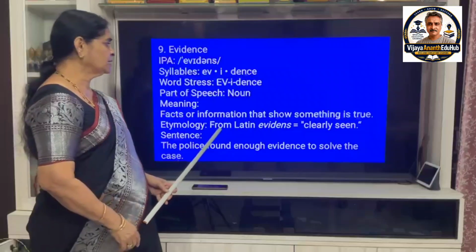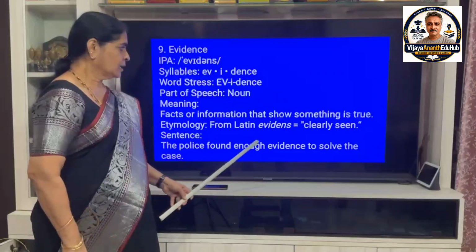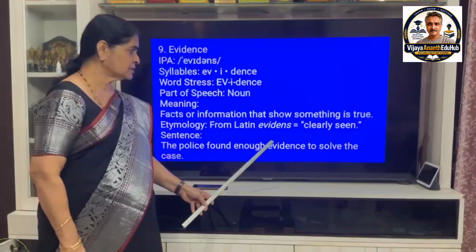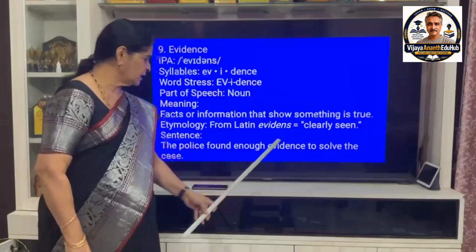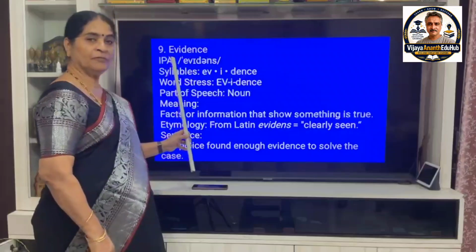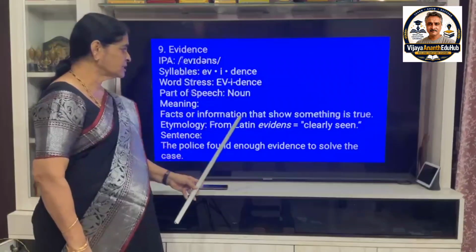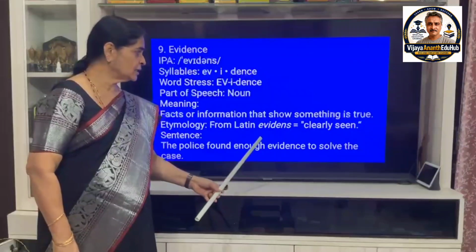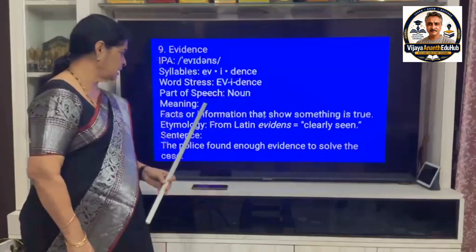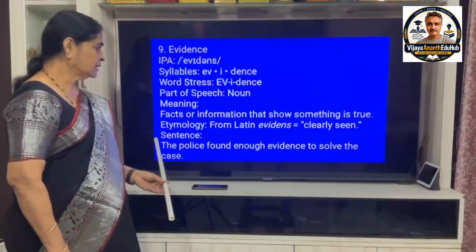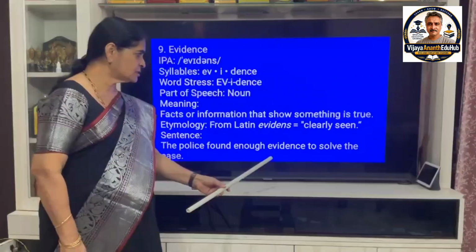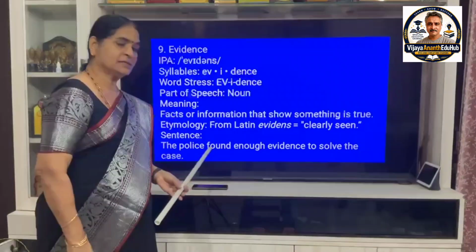Etymology, from Latin evidence. It is taken from the Latin evidence, which means clearly seen. Of course, the root is vid, but the total word is taken from a Latin word evidence with this spelling, which means clearly seen. The usage in a sentence is: the police found enough evidence to solve the case.